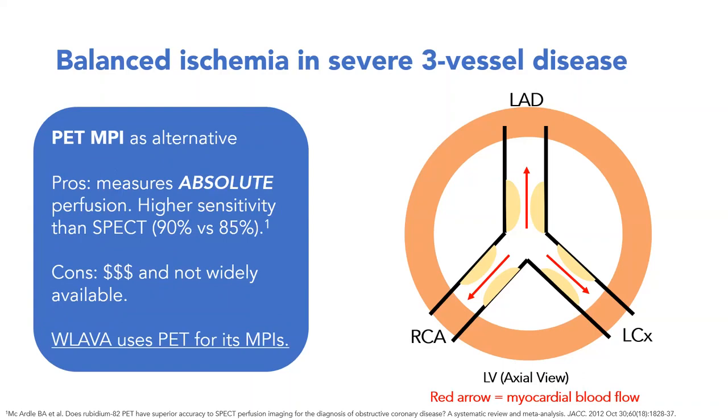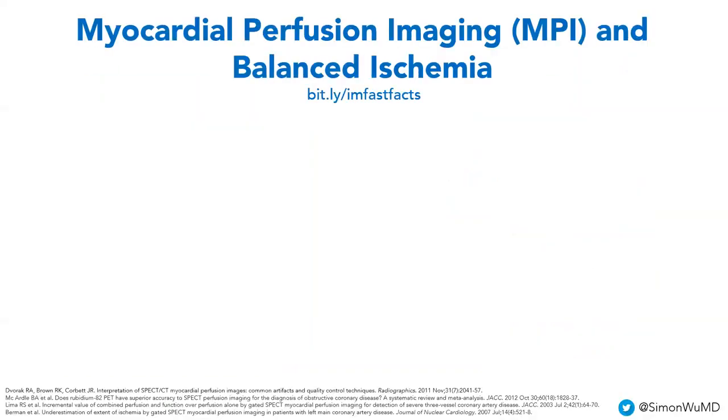PET MPI can measure the absolute blood flow and so has better sensitivity. It is, however, more expensive and not as widely available, but the good news is, at least at this VA, all MPIs are done using PET. So that's all I have. Let's summarize.